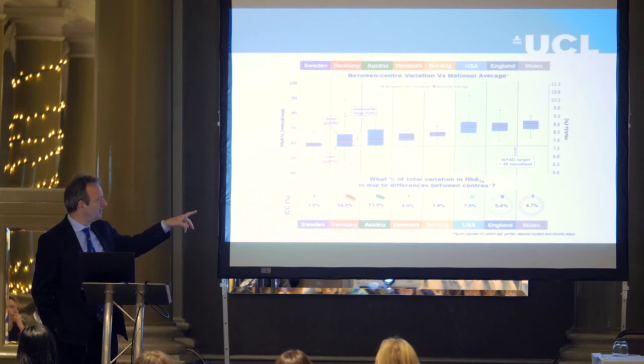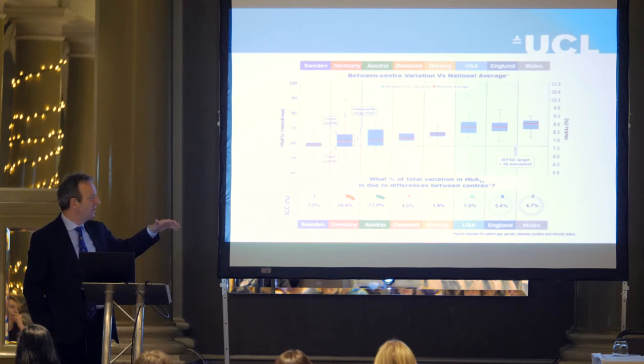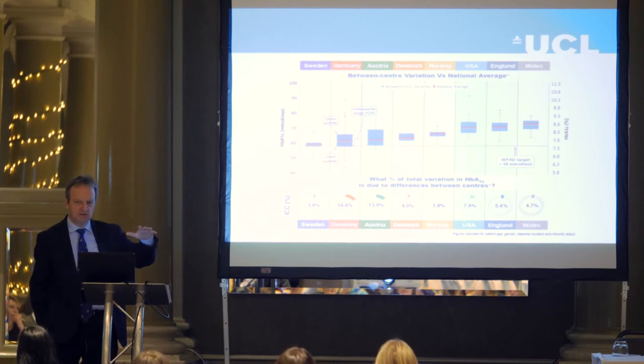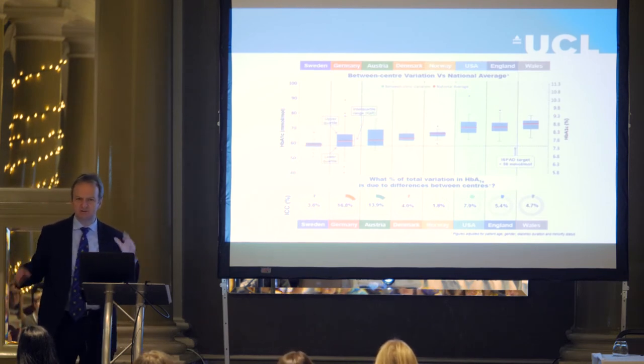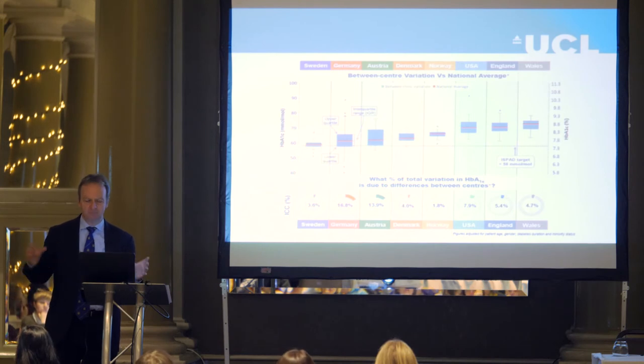And I might explain, I mentioned to you earlier that about 5% of the variation in England and Wales can be explained by differences between centres, whereas in Germany and Austria it's around 14 to 17%. So some centres are doing very well, some doing much worse.